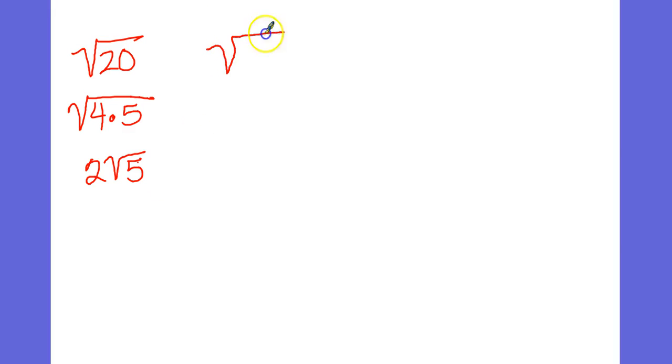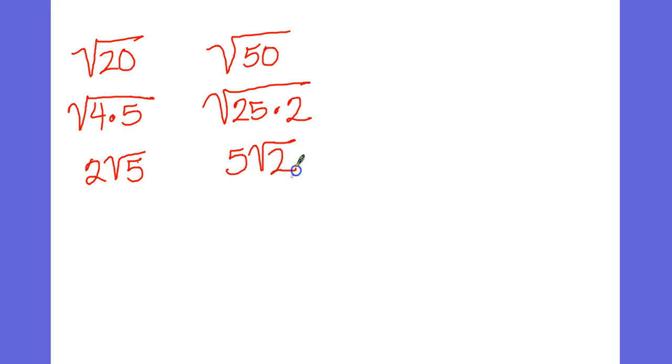So you tell me, what's the biggest perfect square in 20? 4. So we could write it as a square root of 4 times 5, and then simplify that to 2 square roots of 5. Okay, and I put that one up there because it may appear often over the next couple of weeks. The next one was the square root of 50, and the biggest perfect square in 50 is? 25. Nice. So 25 times 2, and the square root of 25 is 5. So 5 square roots of 2.